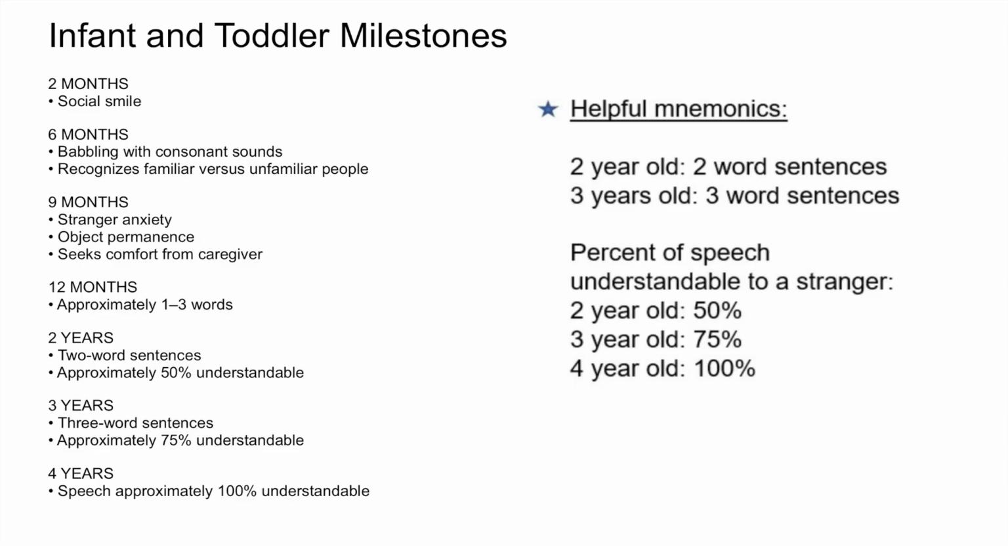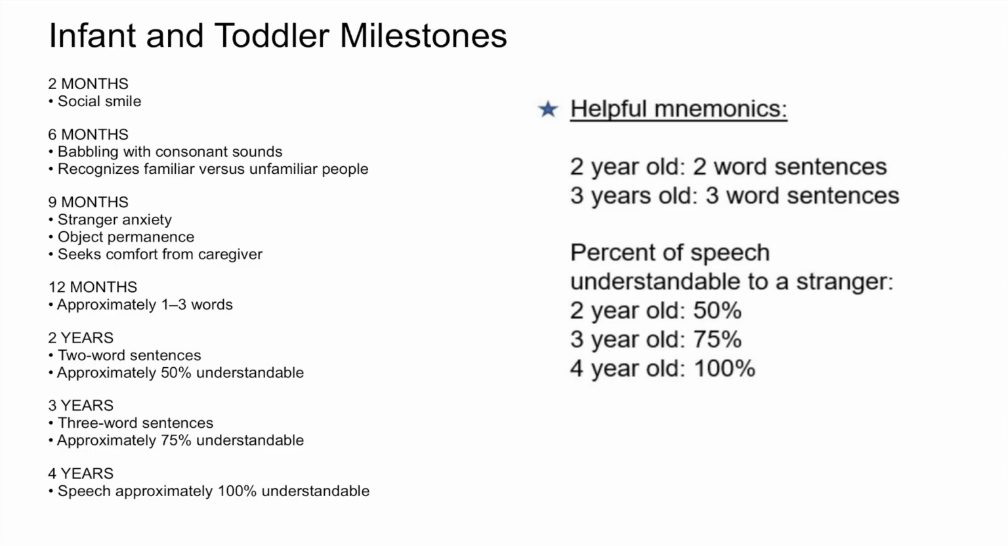Around the first birthday, children begin using a few words with meaning. Language expands rapidly during the toddler years. As a useful exam mnemonic, a 2-year-old combines 2 words and a 3-year-old can produce a short 3-word phrase.